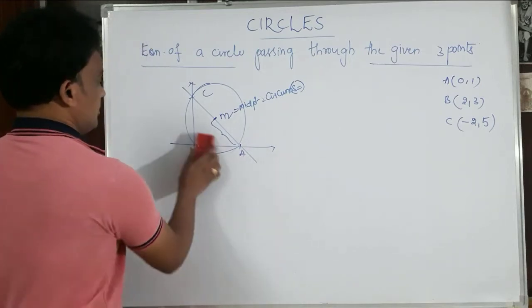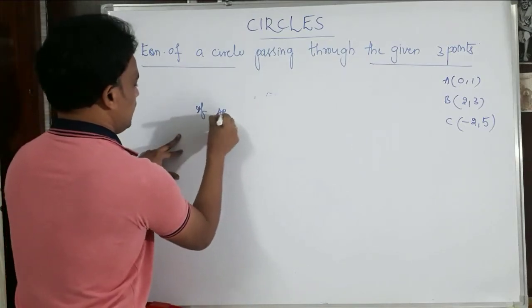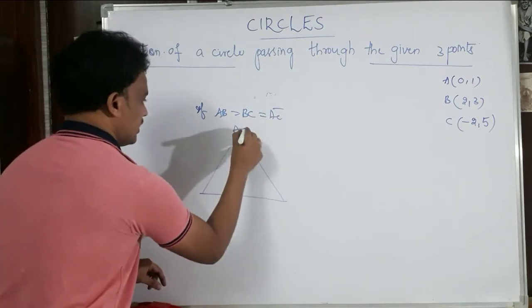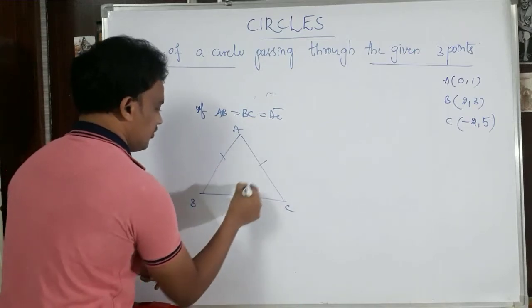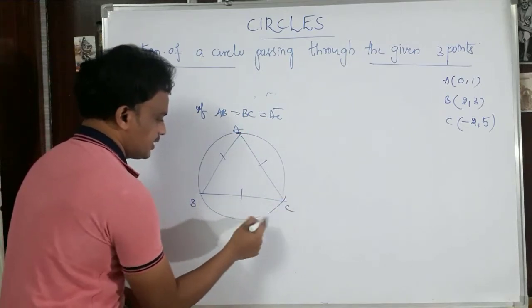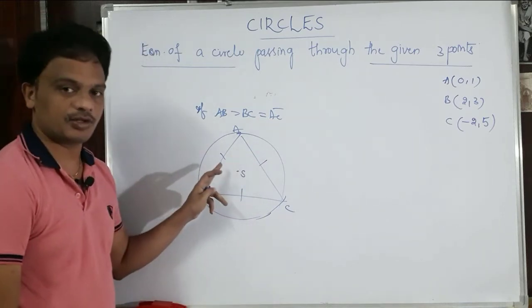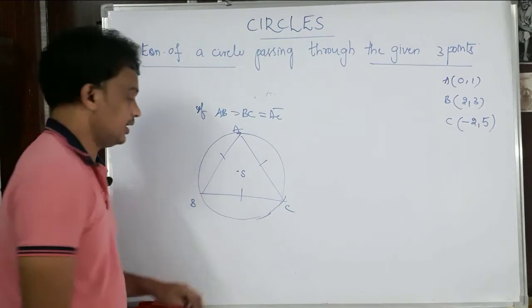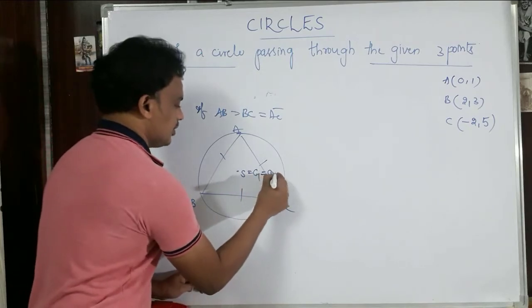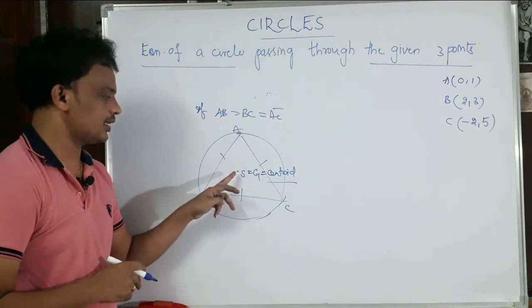The second case: if AB equals BC equals AC, that means they form an equilateral triangle. Then, for the circle passing through the 3 points, it is very simple, because in an equilateral triangle the circumcenter, orthocenter and centroid coincide. S equals G, right or not? What is G? G is nothing but the centroid. So it is enough to find the centroid, then we will get the circumcenter.